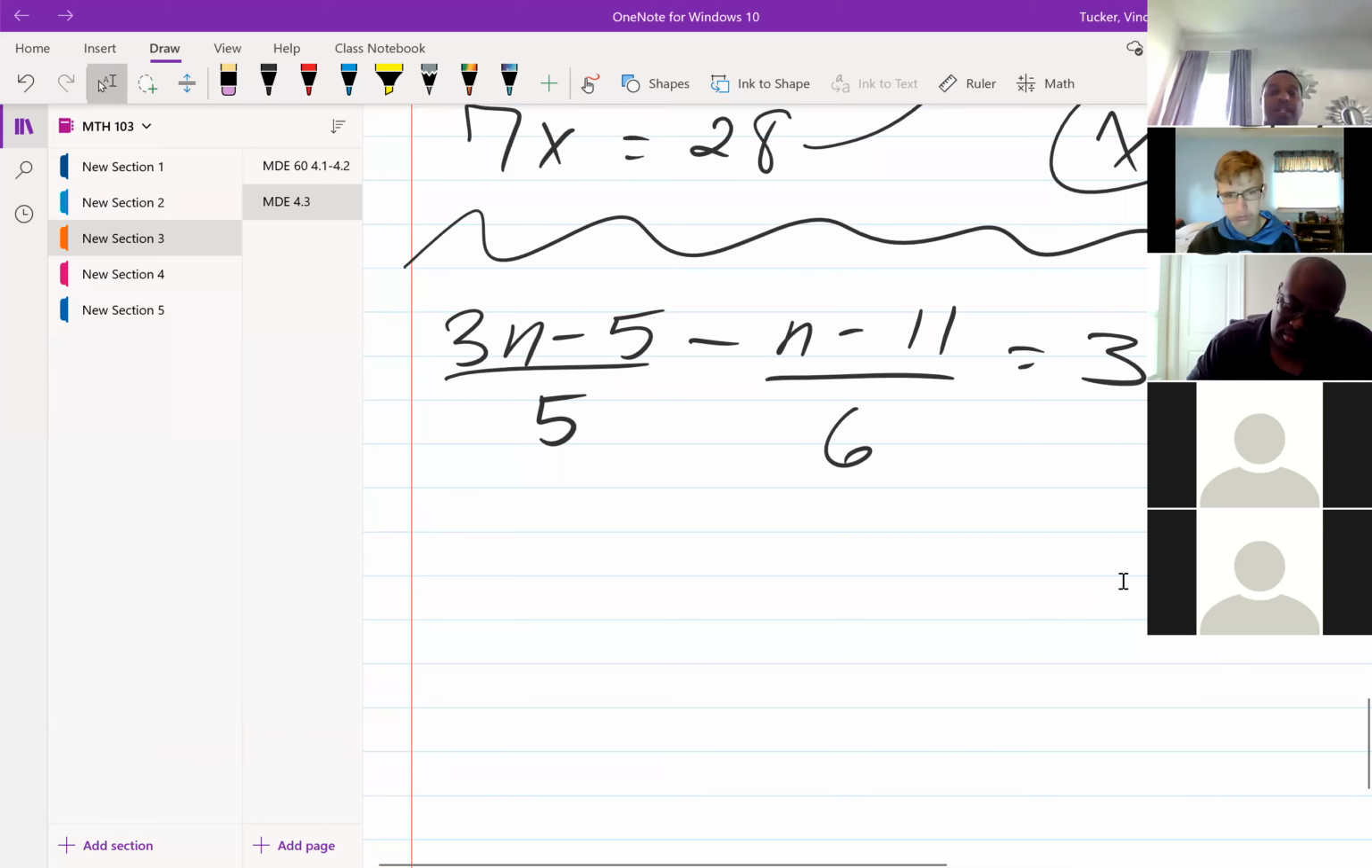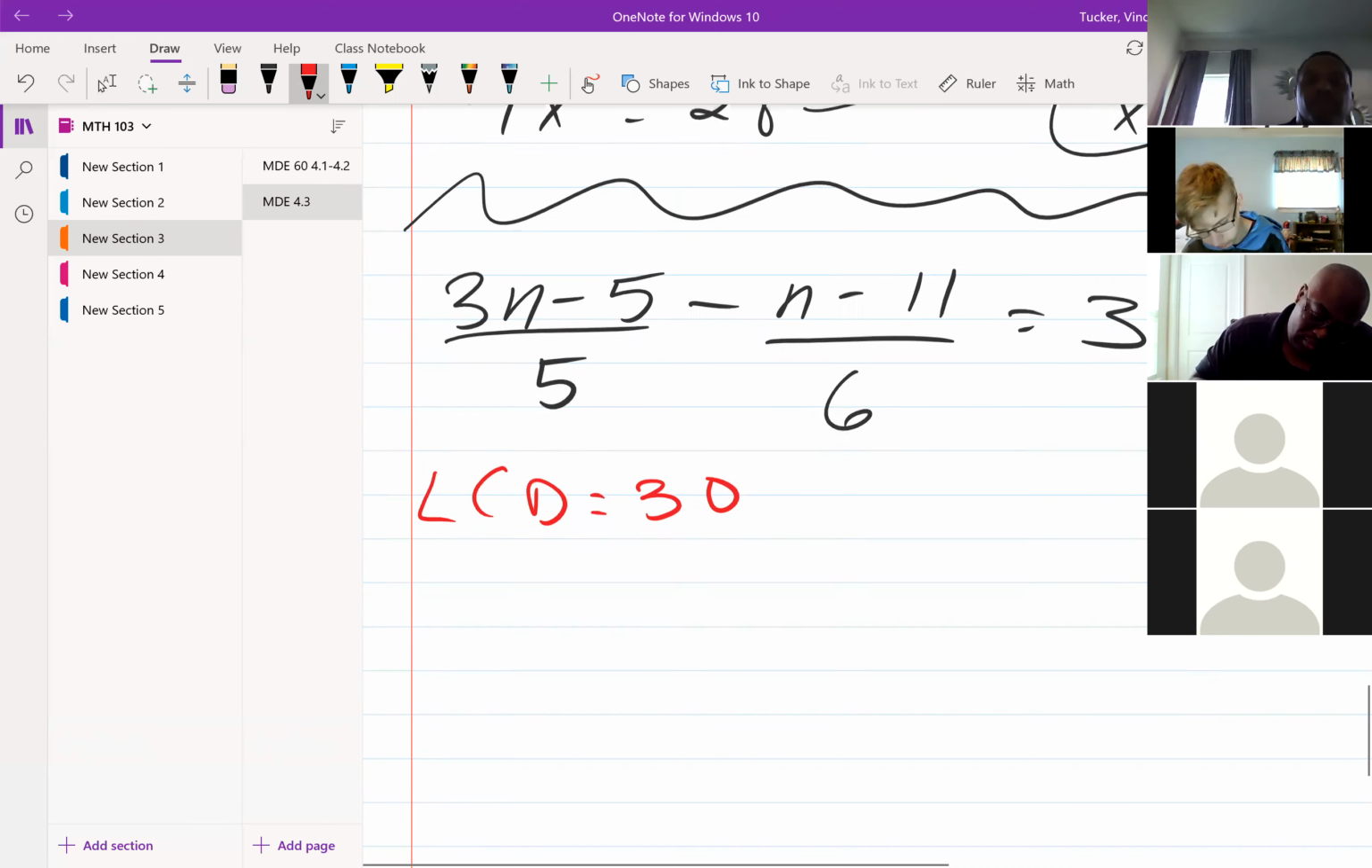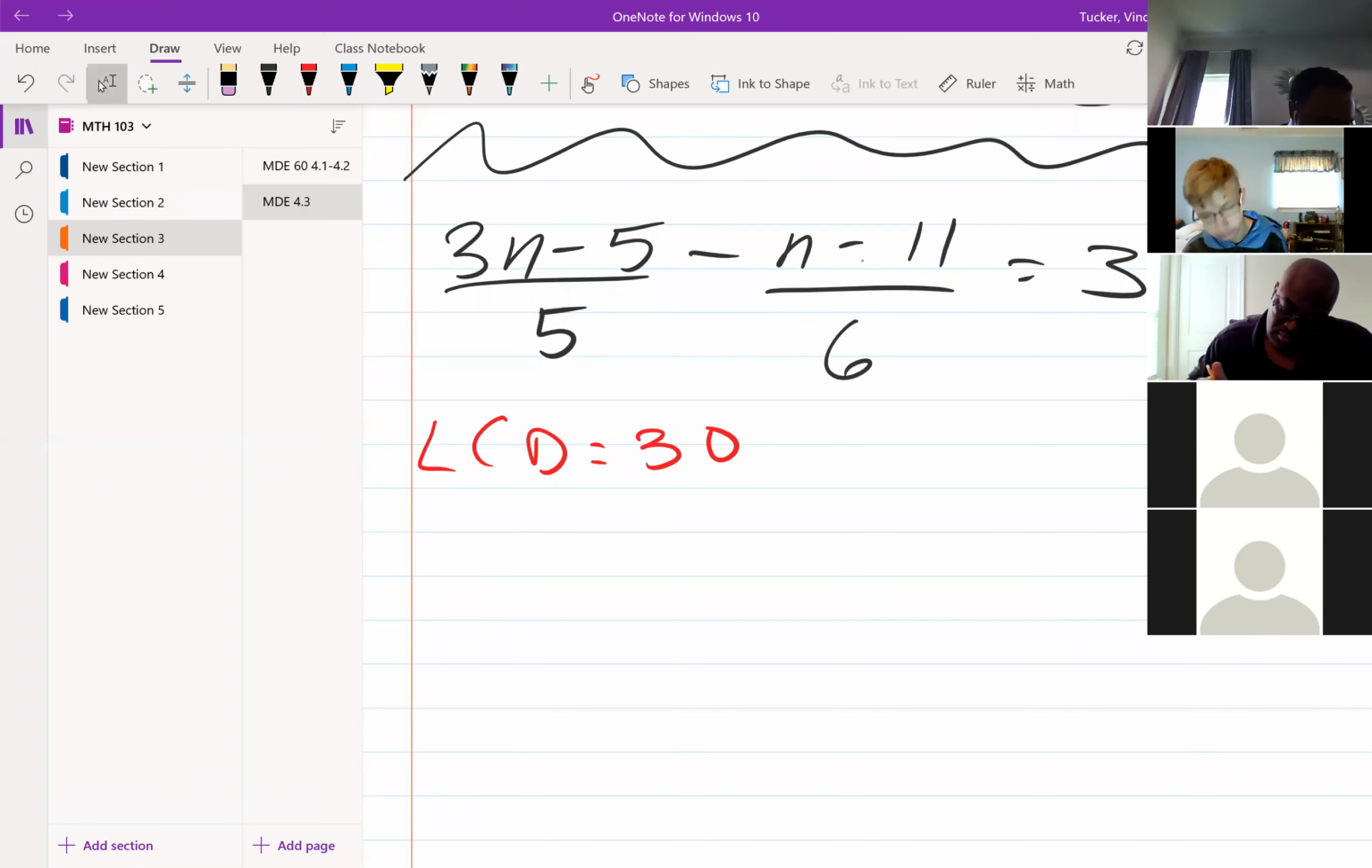So let's look at it. We have (3n minus 5) over 5 minus (n minus 11) over 6 equal to 3. LCD is, anybody got it? 30. Yep, 30. So I'm going to multiply each term by that 30.